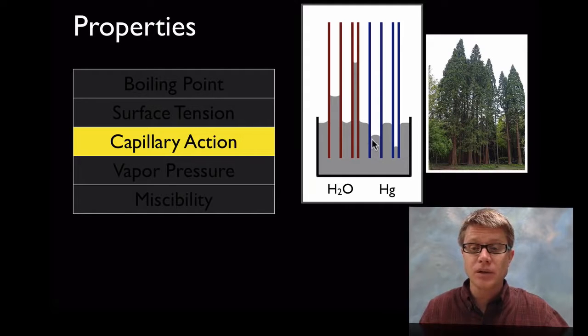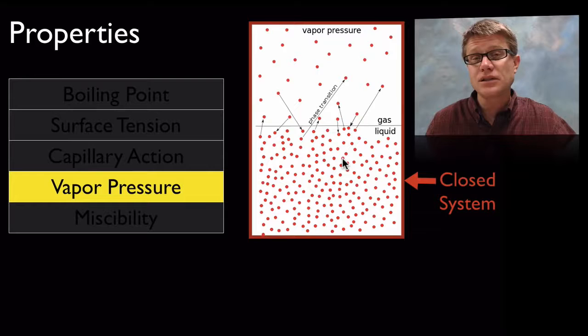But if we were to look at something like mercury, it's attracted to itself, but it's not attracted to its surroundings. And so it's actually going to move down in a capillary tube. Next is vapor pressure, and vapor pressure is measured in a closed system. So if we put a liquid in a closed system, it's going to be the amount of pressure exerted by the gases. And so how are we going to get more gases there?